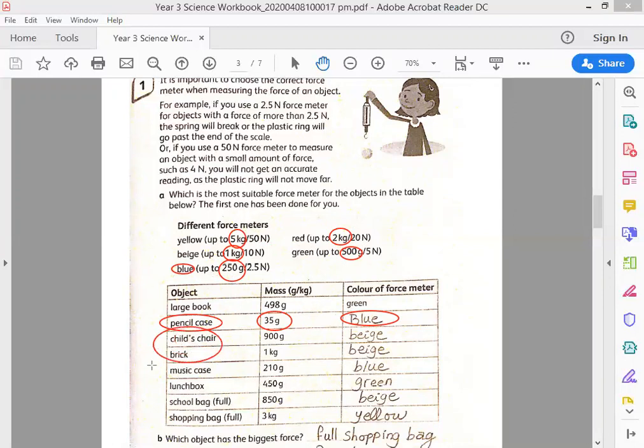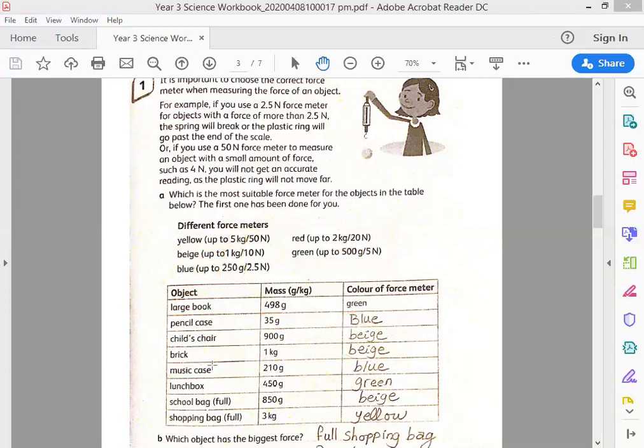Concerning the child chair and the brick, the child chair is 900 grams and the brick is 1 kilogram. Do you know that 1 kilogram consists of 1,000 grams? Very well. So the child's chair is 900 grams and the brick is 1 kilogram. Which force meter will be the suitable one? Yes, of course, the beige one will be the most suitable because it holds up to 1 kilogram. So the child chair and the brick are going to be pulled by the beige force meter.